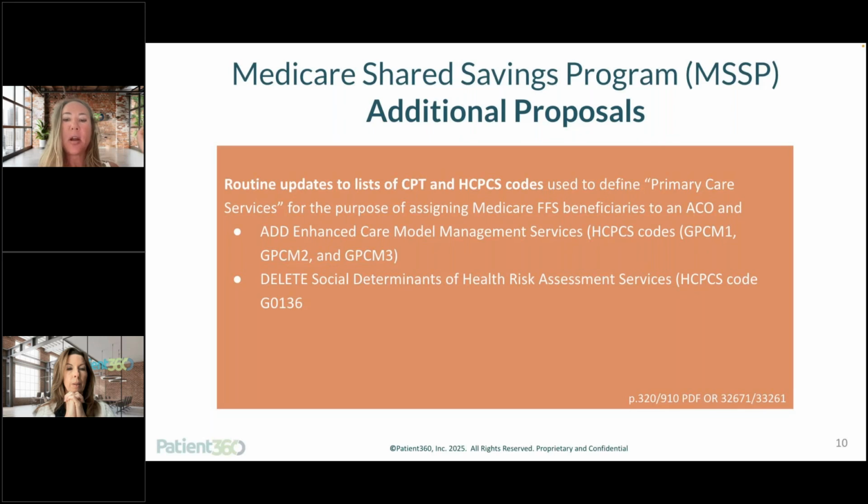And the enhanced care model management services codes allow payment when behavioral health integration or collaborative care model services are provided in conjunction with advanced primary care management. So this is important to collaboration between primary care and other healthcare providers, such as behavioral health. And they're deleting the social determinants of health risk assessment services you can see here because it's duplicative with already existing codes. So really just cleaning up a bit. Next slide, please.